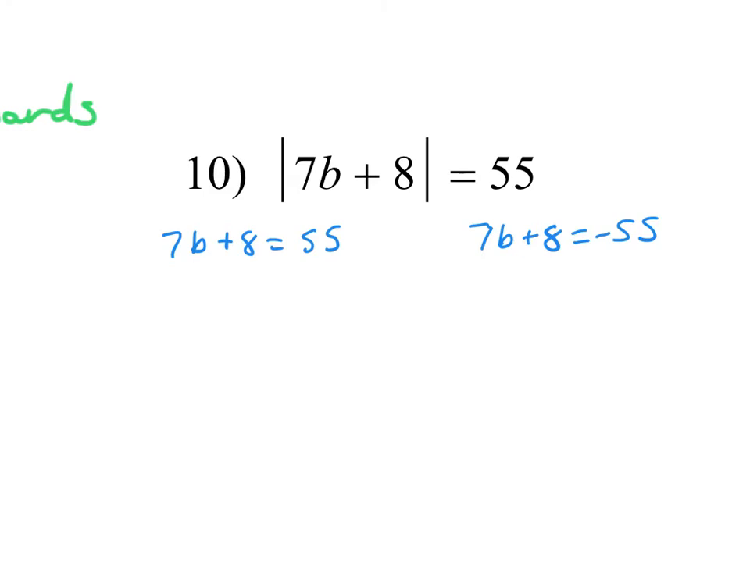How do we solve for b in our first equation? What do we need to do to solve for b? Subtract 8. So we have 7b is equal to 55 minus 8, which is 47. And then we divide both sides by 7. So b is equal to 47 over 7. We can't simplify this anymore.